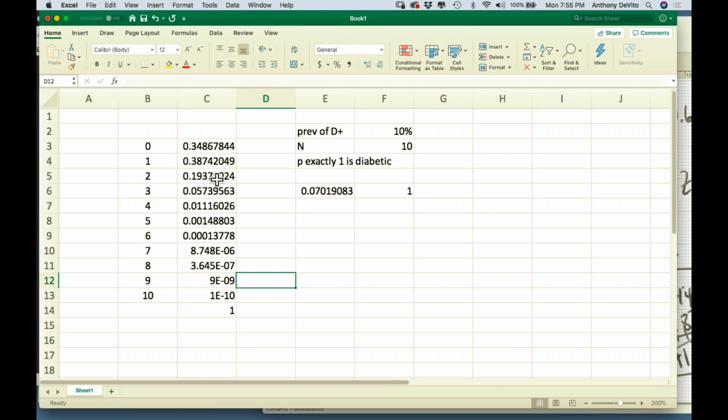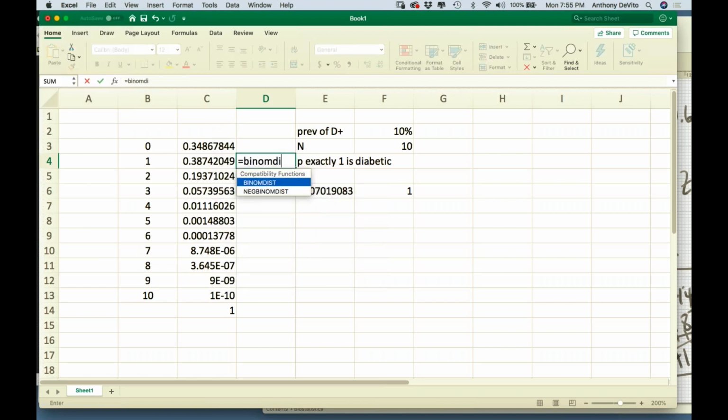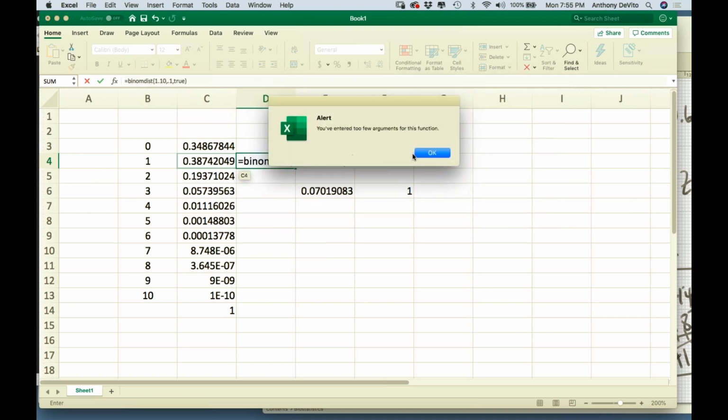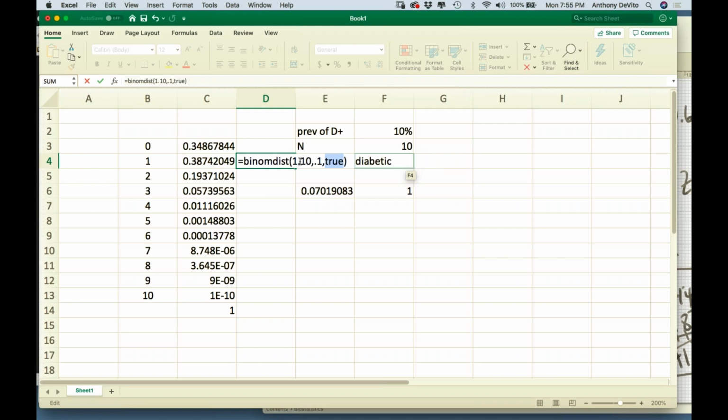So these are the numbers I'm interested in. Numbers I'm not interested in are 1 and 0. So what I could do is calculate binomial dist, parentheses, for 1, comma, 10, comma, 0.1, and cumulative true, right? And that'll give me the probability for 1 or 0. Oops, I think I put in a period instead of a comma. True, right? And then that'll give me the probability for 1 and 0.